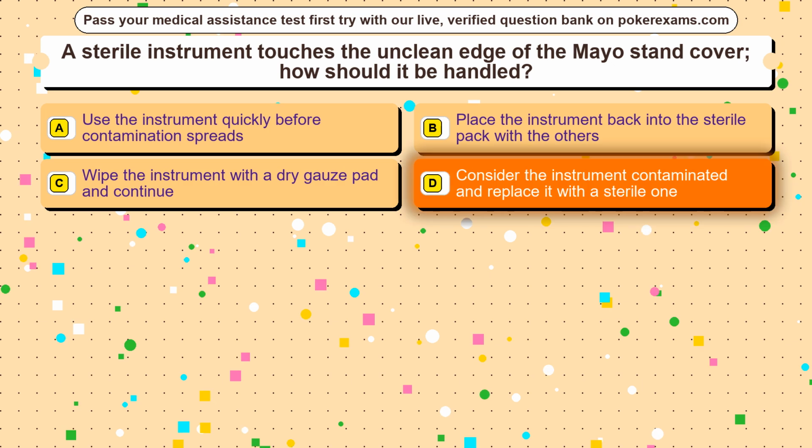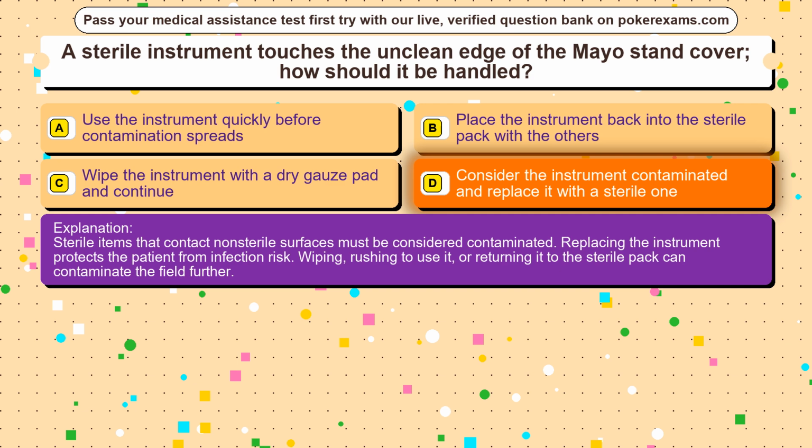The correct answer is option D. Consider the instrument contaminated and replace it with a sterile one. Sterile items that contact non-sterile surfaces must be considered contaminated. Replacing the instrument protects the patient from infection risk. Wiping, rushing to use it, or returning it to the sterile pack can contaminate the field further.